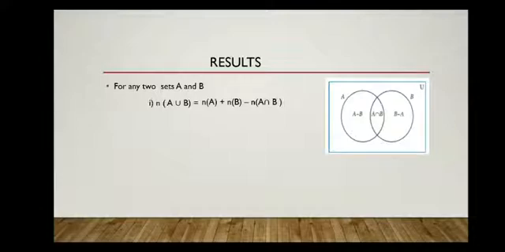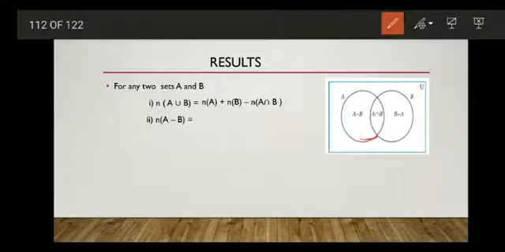Now what will be the number of elements in A difference B? That is elements only in A, not in B. The elements should be only in A, so which portion is that? The portion is this portion. So we have to find out how many elements are in this portion only.